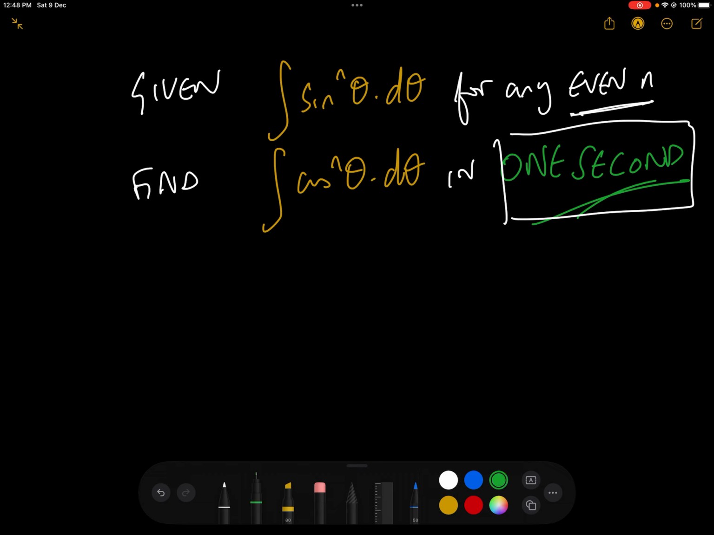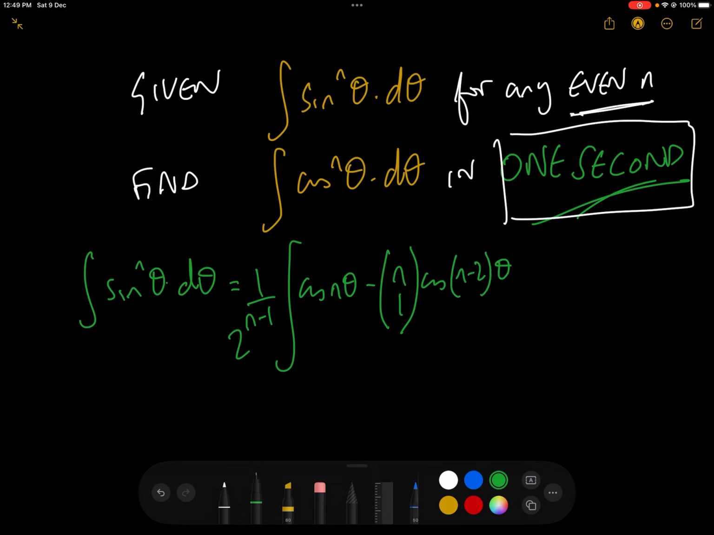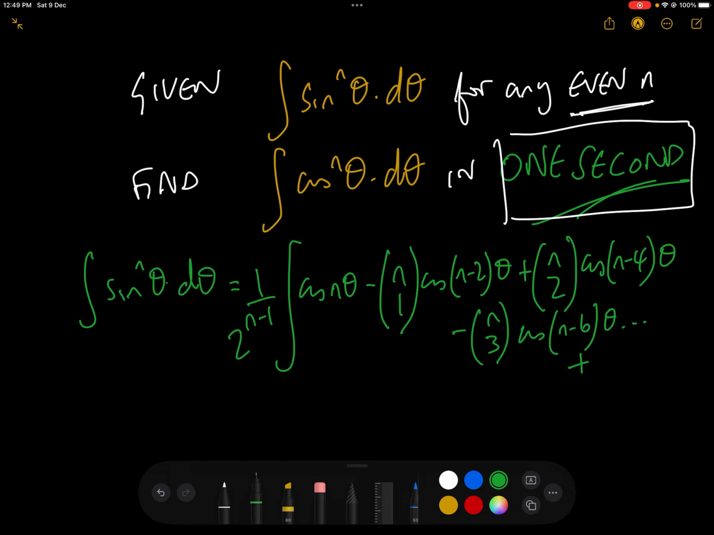But in the previous video, what we did was we discuss the integral of sine to the n theta d theta for any even n, and we came up with the formula 1 over 2 to the n minus 1 integral of cos n theta minus n1, which is Pascal's triangle, cos (n minus 2) theta, add n2 cos (n minus 4) theta, minus n3, sorry, not n over 3, n3, and this will mean something if you watch the previous video, n3 cos (n minus 6) theta, all the way to add n over 2 times a half d theta.